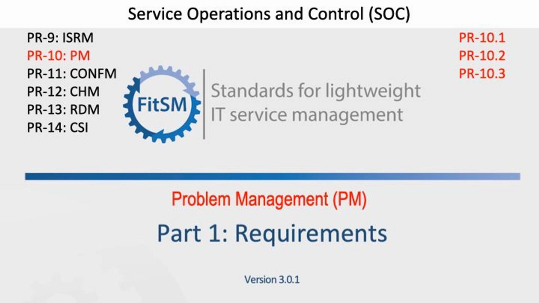PR 10.3 If a problem is not permanently resolved, a known error shall be registered together with actions such as effective workarounds and temporary fixes. PR 10.4 Up-to-date information on known errors and effective workarounds shall be maintained.